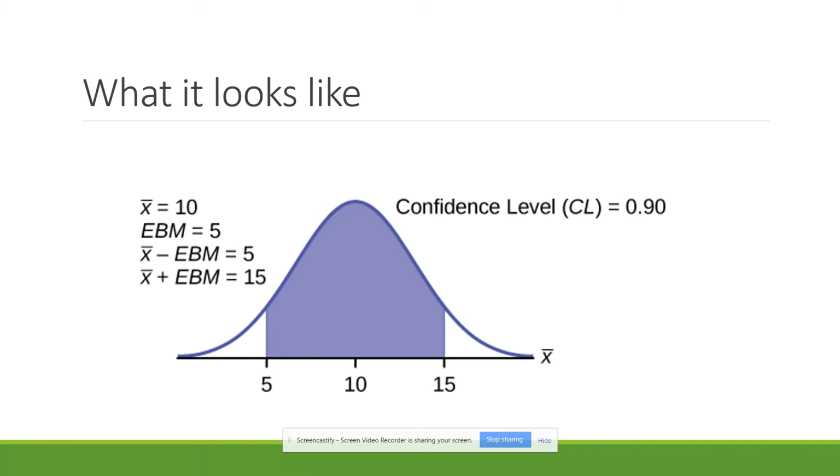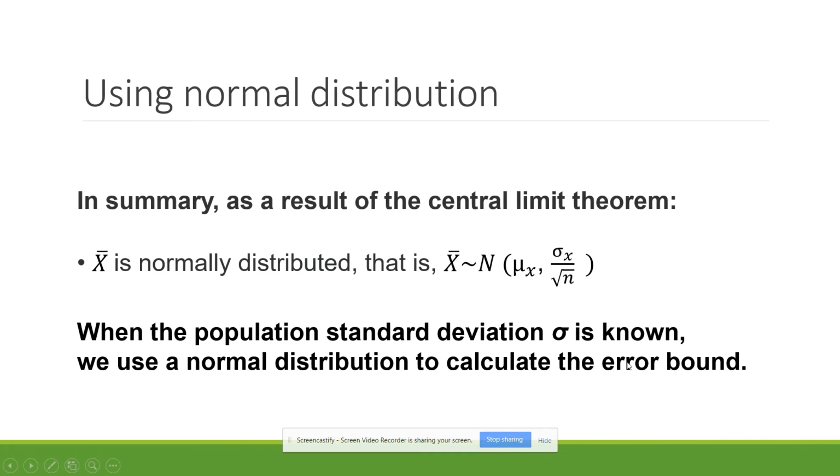Remember that my sample mean, or point estimate, was 10, and my EBM was 5. My sample mean minus my EBM is 5, and my sample mean plus my EBM is 15. The area in purple represents my 90% confidence level for this interval. The area in white is my tails: 5% is from 5 and below, and 15 and above is another 5%.